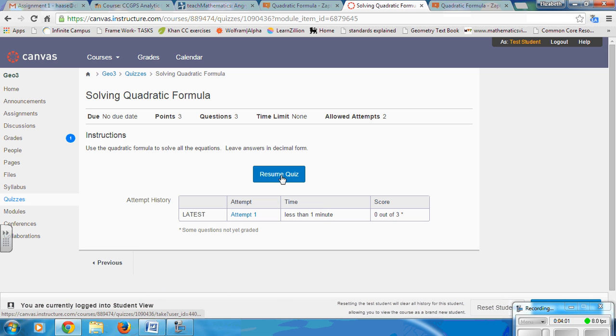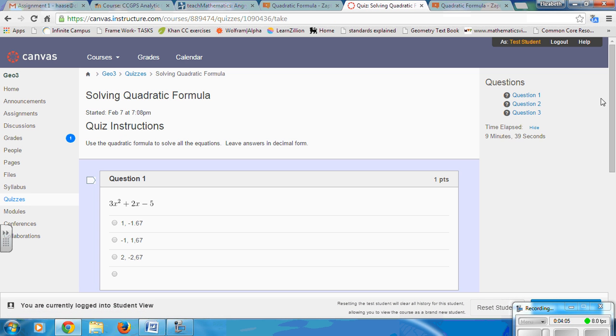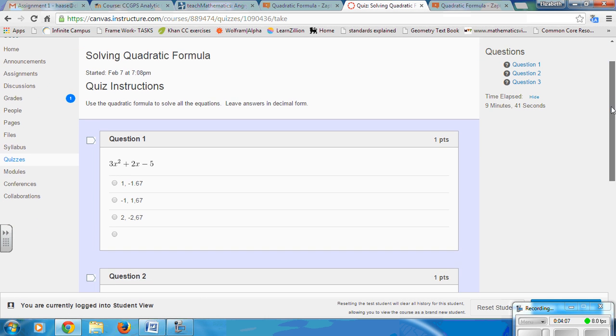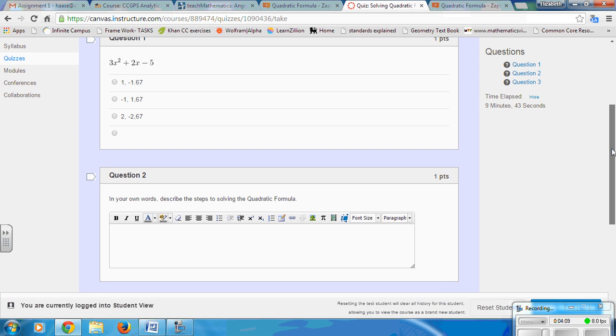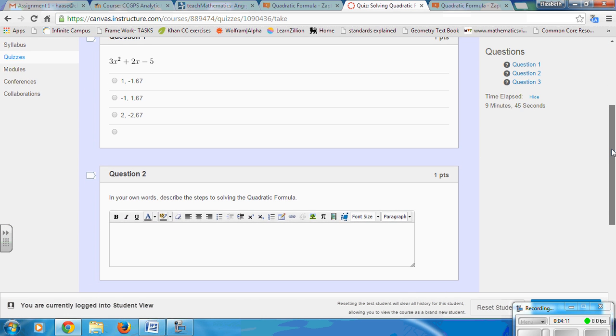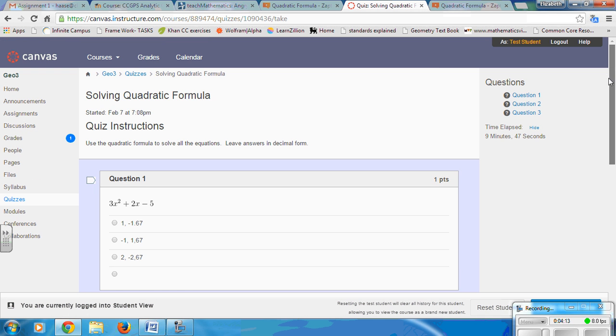Last and not least, they'll be taking a quiz to evaluate how they understood the learning, just solving some quadratics, reviewing the steps, just an overview of the learning that took place, and then they would be asked to take a test at the very end of the unit.